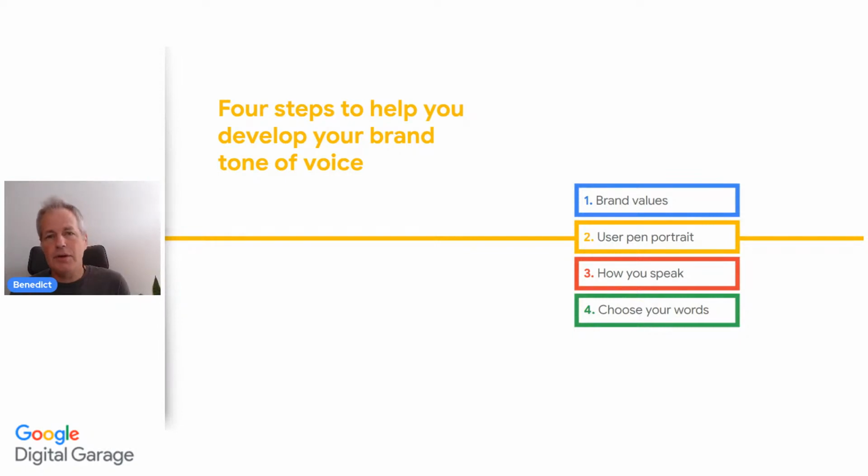All right. So firstly, brand values. Second, user pen portrait. Third, how you speak. And fourth, choosing your words carefully. Okay. Now I'm going to go through these carefully. I've actually got quite a lot of time in this talk because we've got not too many slides to cover.